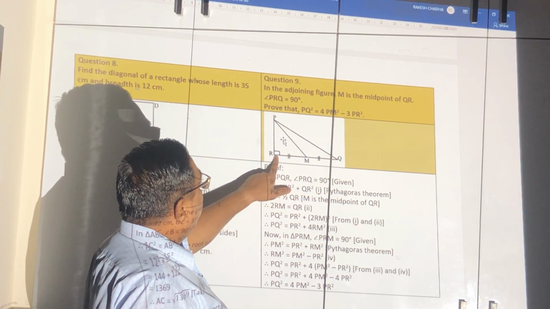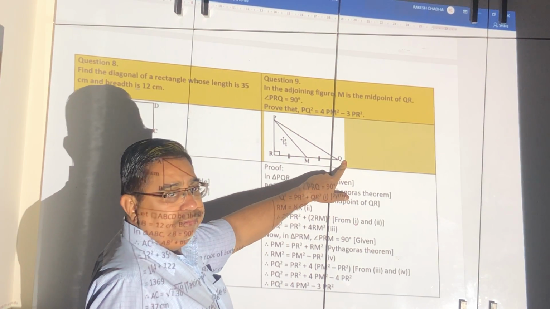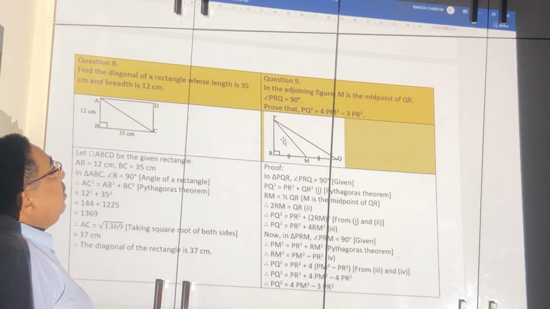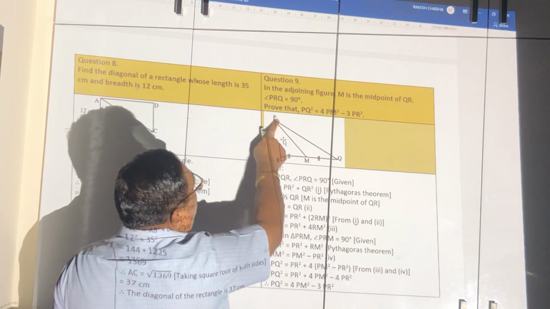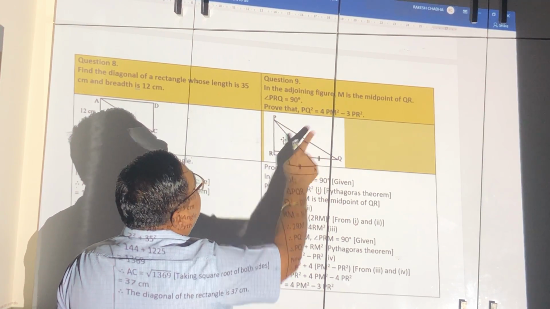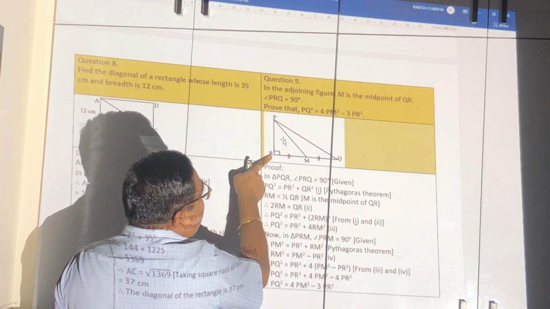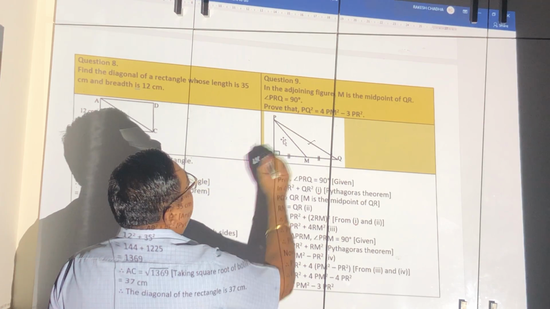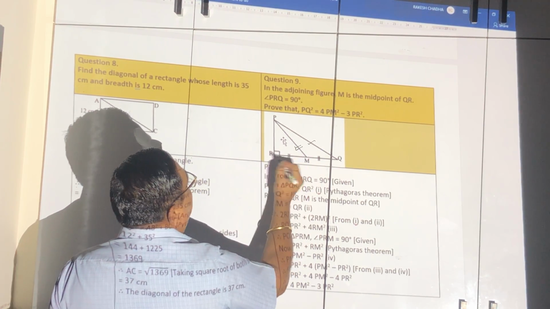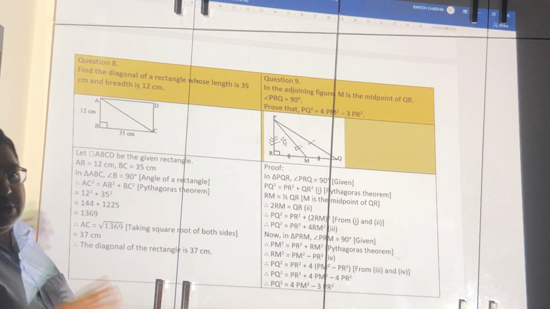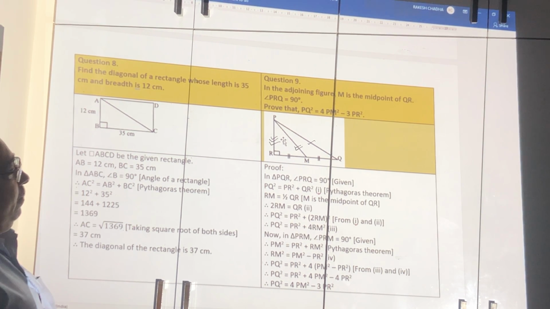M is a midpoint, so automatically this and this become equal. Then prove that PQ square is 4 times PM square minus 3 times PR square. Now, from where to where is it getting? This side PQ square, PM square and PR square. These are the 3 sides we have to link. You have to connect them together with that formula. Wait, no need to worry.